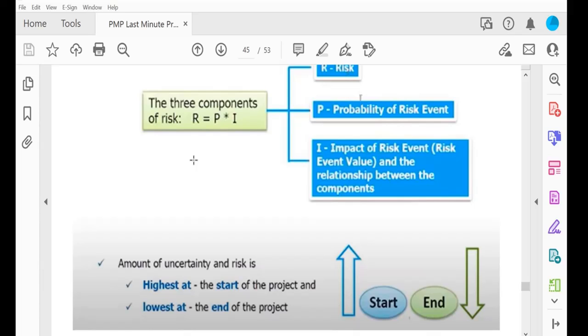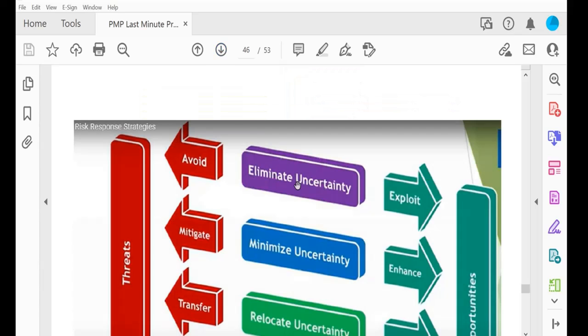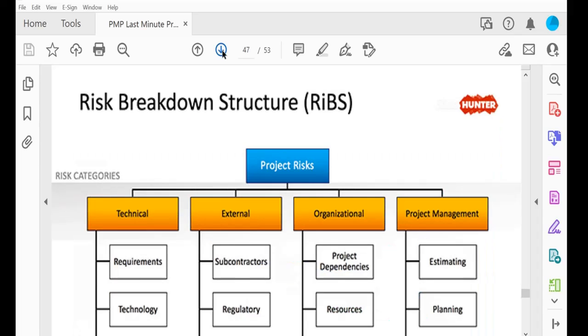This is the same thing with a cost graph. Usually cost is lowest at the start of the project, and it is high at the end of the project. So cost and risk are reverse: risk is high at the start and low at the end. And we already studied this one.